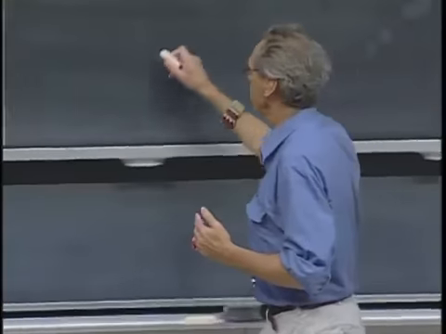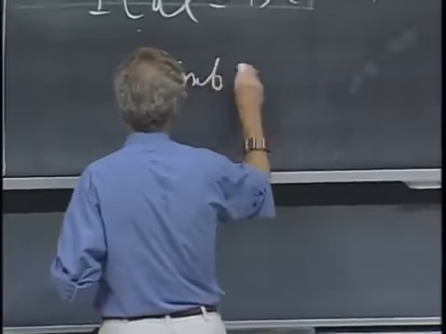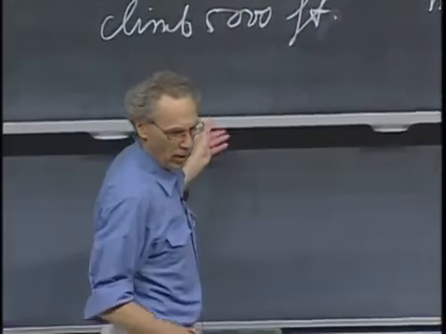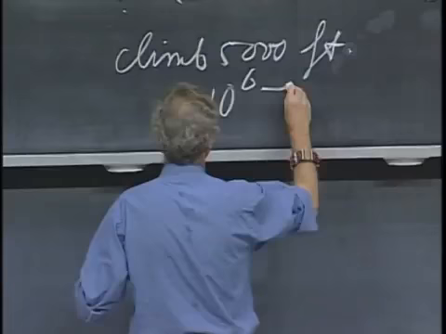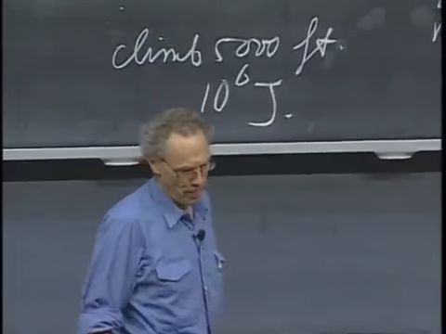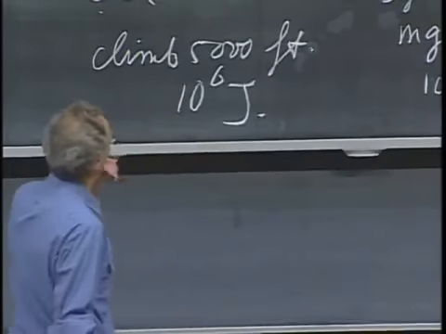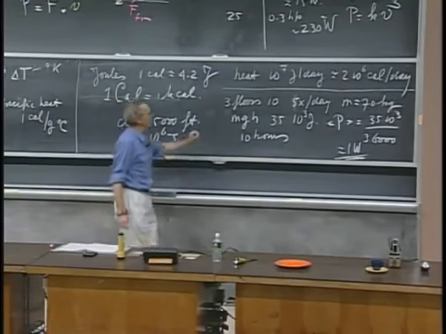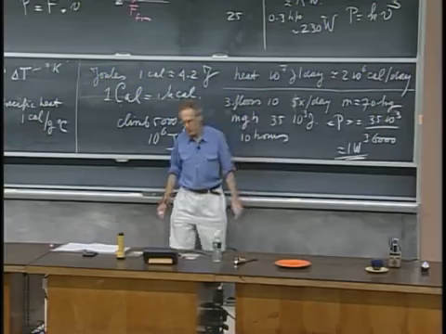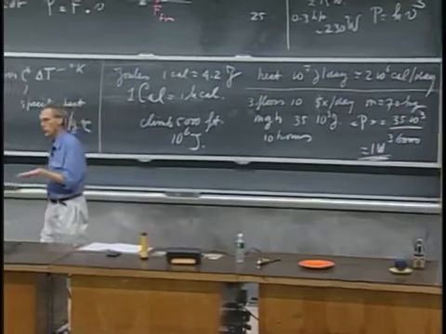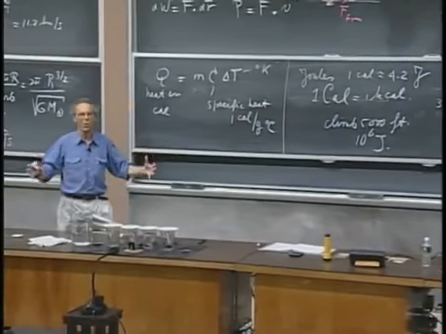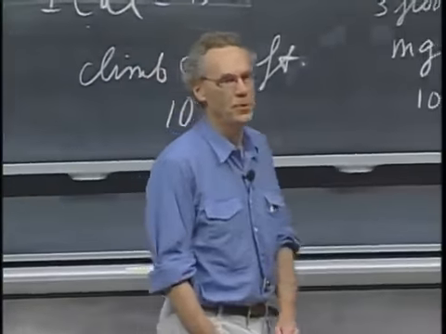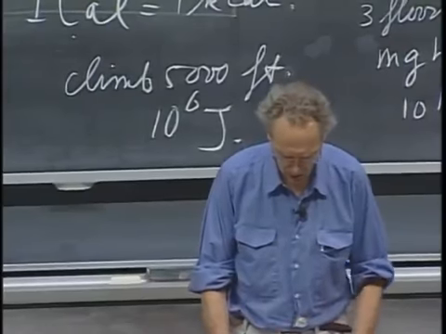If I climb 5,000 feet, I have to do an extra work, which is 10 to the 6 joules, so you got to eat more. Now, you would think that you have to eat only 10% more than you normally eat, because you say 10 to the 6 is only 10% of 10 to the 7. But that's not true. You have to eat a lot more, because the conversion from food to mechanical work is very poor, something like 20%. So you may have to eat 40 or 50% more than you normally do in one day.